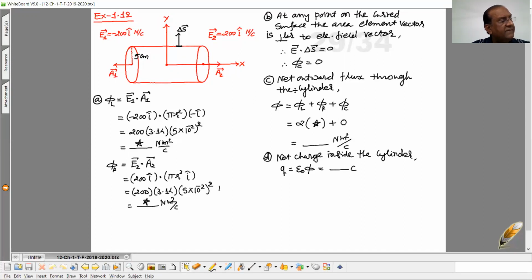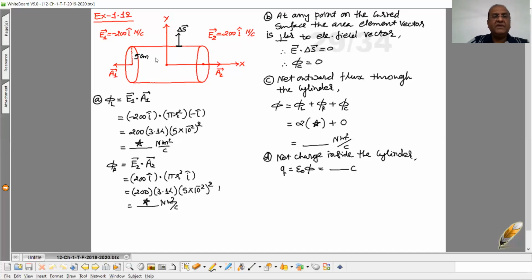Now the questions. A. What is the net outward flux through each flat face? B. What is the flux through the side of the cylinder? C. What is the net outward flux through the cylinder? D. What is the net charge inside the cylinder?